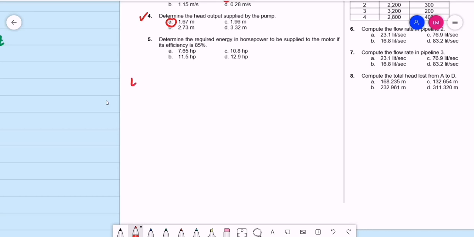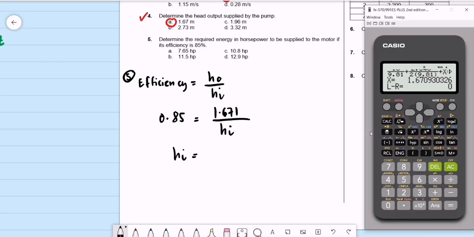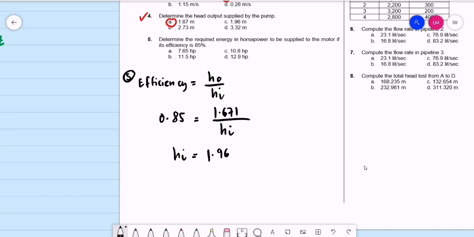So how do we compute for efficiency? For number 5, efficiency is equal to the head output divided by the head input of the pump. The given efficiency is 85%, or 0.85, equal to our head output, the computed value of 1.671 meters, divided by the head input. So the head input is 1.671 divided by 0.85. The value is equal to 1.966 meters.